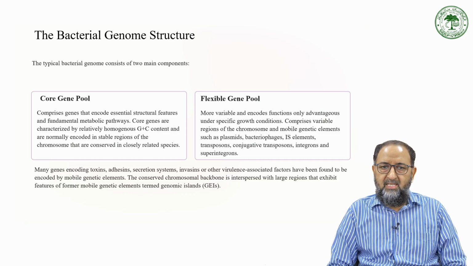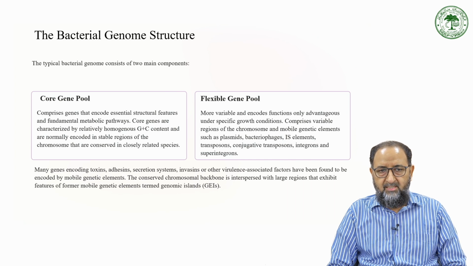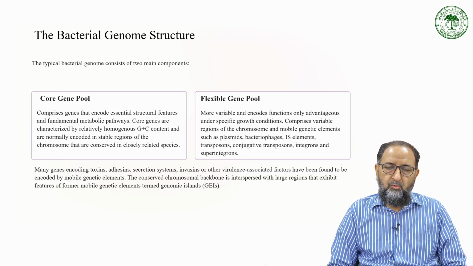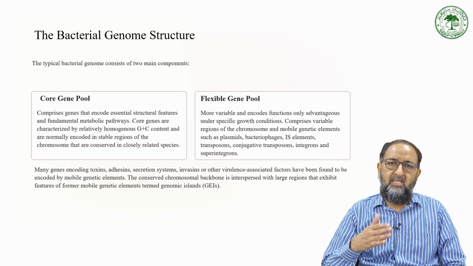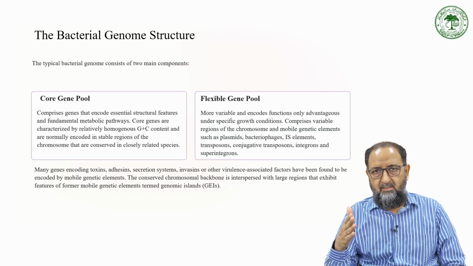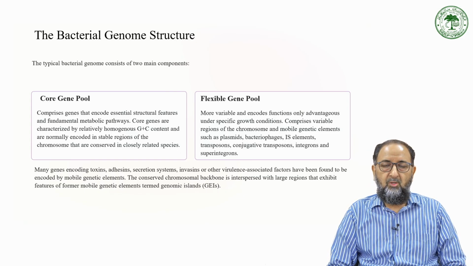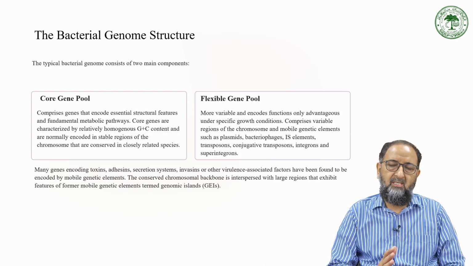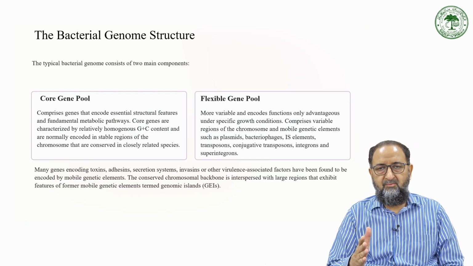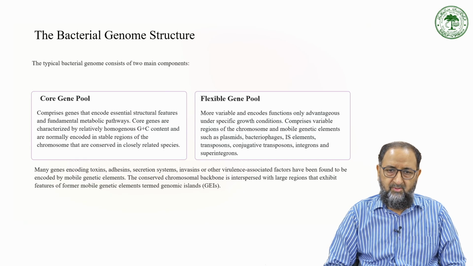They are characterized by a relatively homogeneous GC content and are normally encoded in a stable region of the chromosome. A stable region of the chromosome means chromosomal regions which are continuously perpetuated, transmitting their genetic material, and which are conserved in closely related species. For example, in Escherichia coli or Klebsiella pneumoniae, these regions are very conserved and remain constant in every species when they pass through vertical transfer.